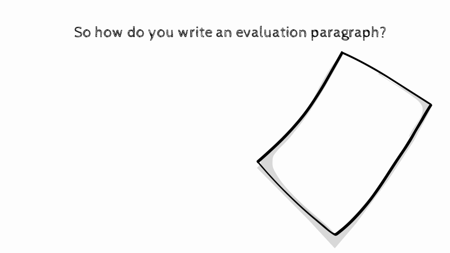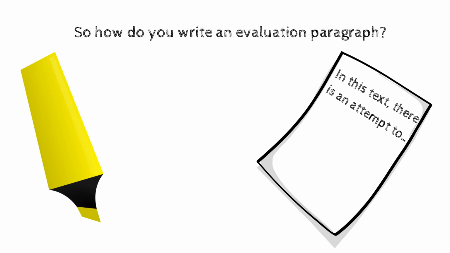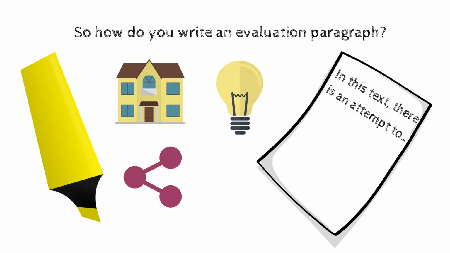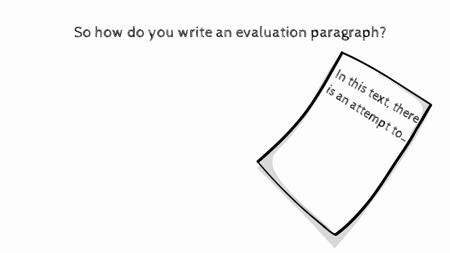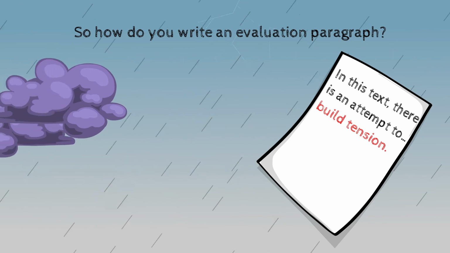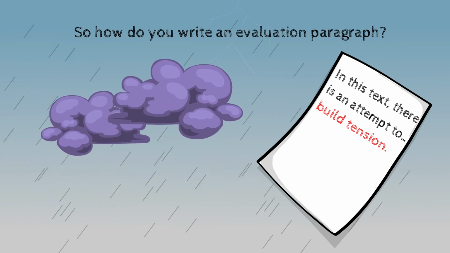Question 4 will always begin with, in this text there is an attempt to. Go through the text and highlight places where the settings, ideas, themes or events help create whatever the focus of the question is. For example, if the question is asking you to evaluate how successfully the writer builds up tension and the piece is set during a storm, this would be a useful setting to analyse, so underline a quotation about the storm.